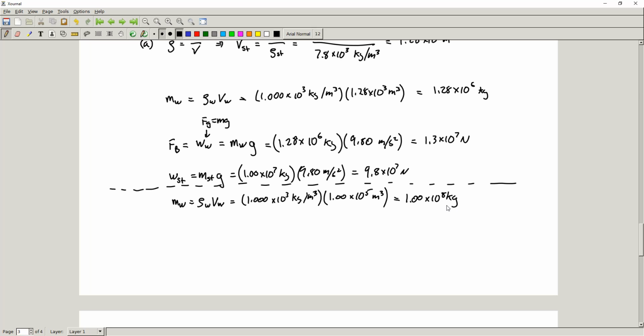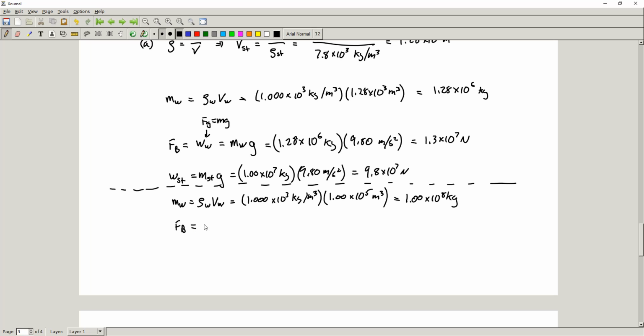Okay, so we find 1 times 10 to the 8 kilograms. That's how much water will be displaced, or the mass of the water, I should say, that will be displaced as we push this boat into the water, to right where the water is at the brim of our boat. Okay, and so we need to know what buoyant force this boat is going to experience as we're doing this. So how much force is the water pushing up on the boat with, basically.